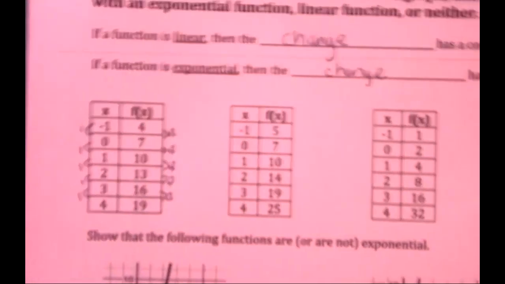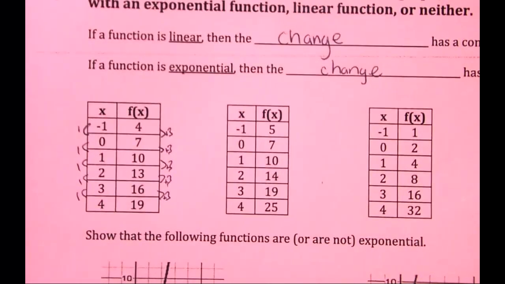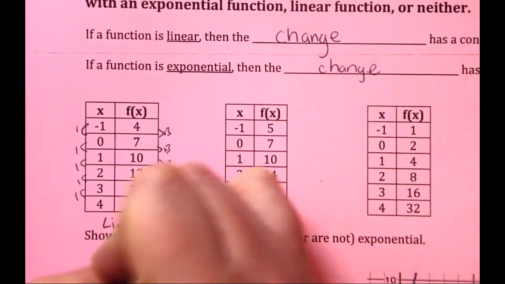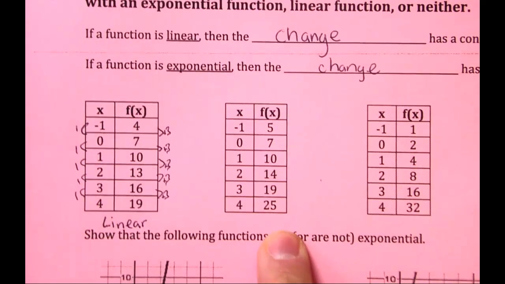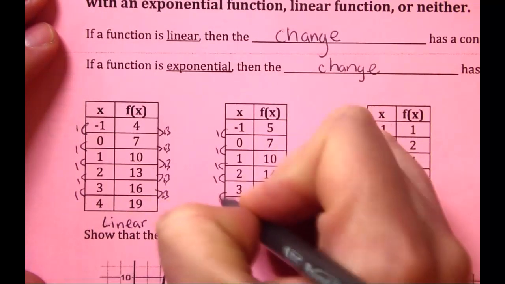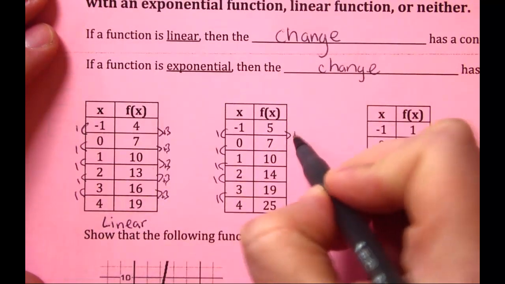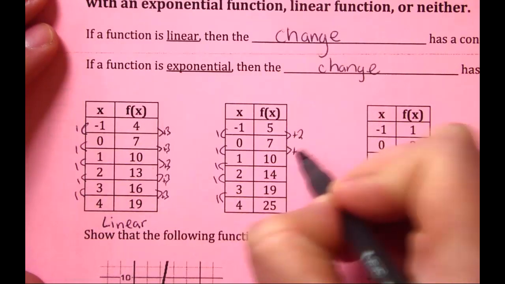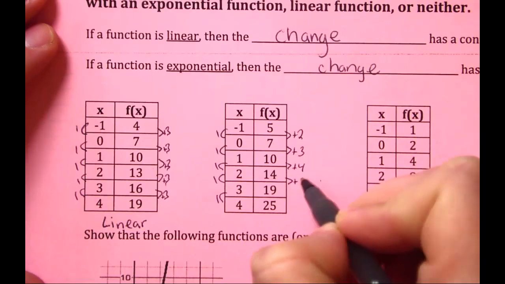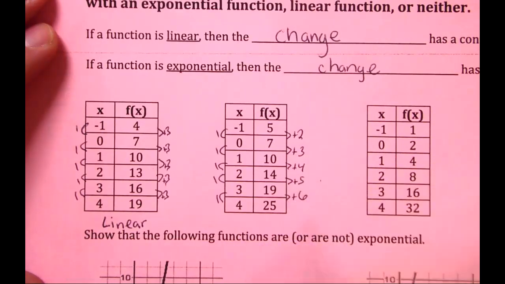I'll zoom in so you can see that better. And it's the same all the way down. We know that this is a linear function. So I'm going to write linear right there. Now let's look at this one. So this is going up 1. Now here it's adding 2, adding 3, adding 4, adding 5, adding 6. So adding doesn't work. We know it's not linear.